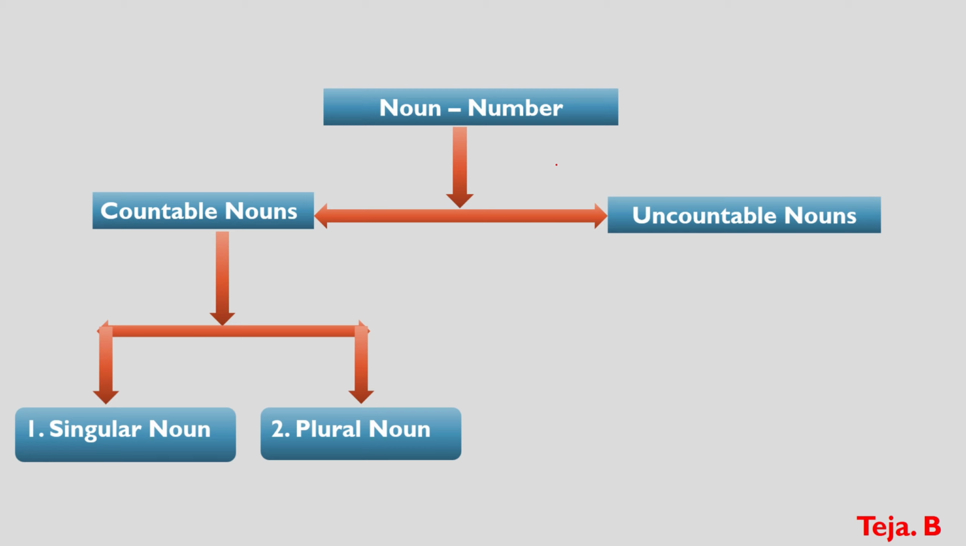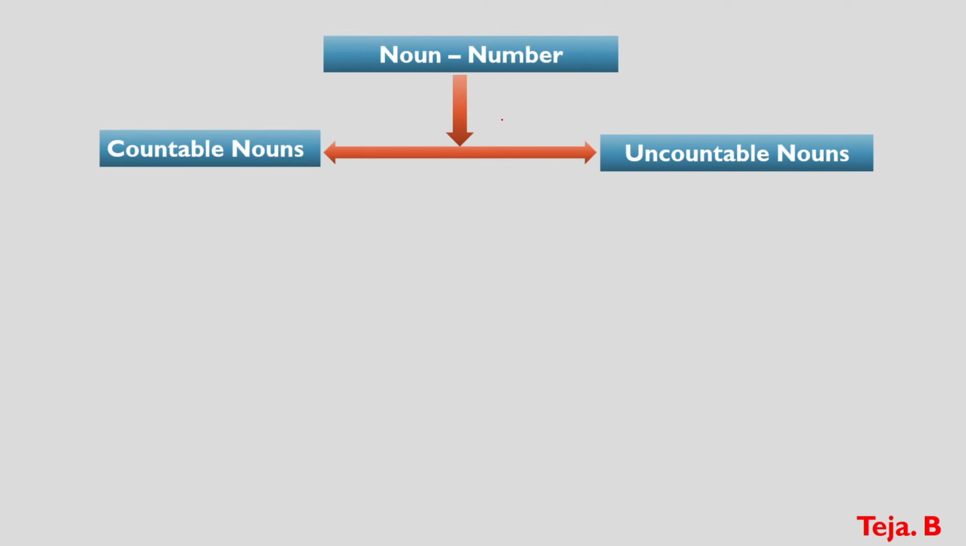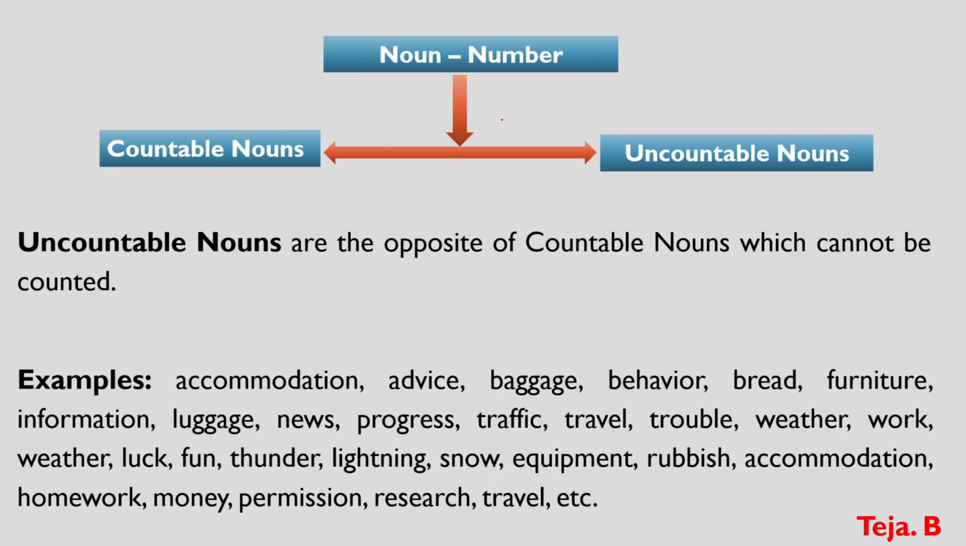Countable nouns can again be subdivided into two, singular and plural. So noun number has two types, countable and uncountable nouns. Now we are going to see what countable nouns are.